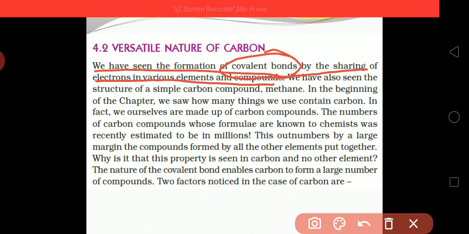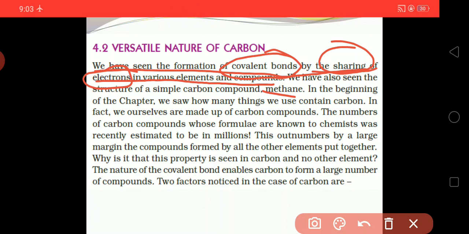A covalent bond will be formed by carbon in which way? By sharing an electron in various elements and compounds. By sharing an electron, elements will form a covalent bond, which we have already studied in the previous chapter. We have also seen the structure of a simple carbon compound, for example methane, in which we can also see that a covalent bond is formed.